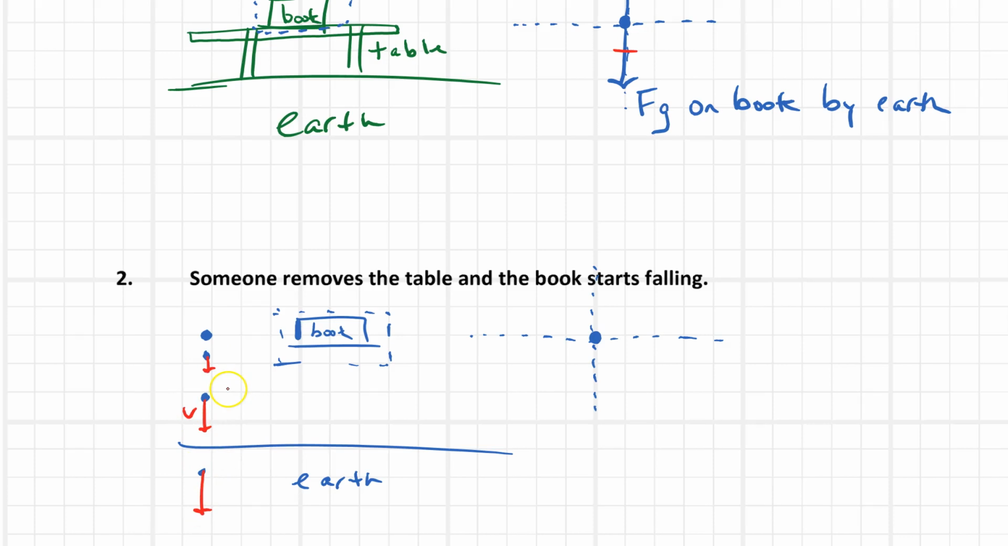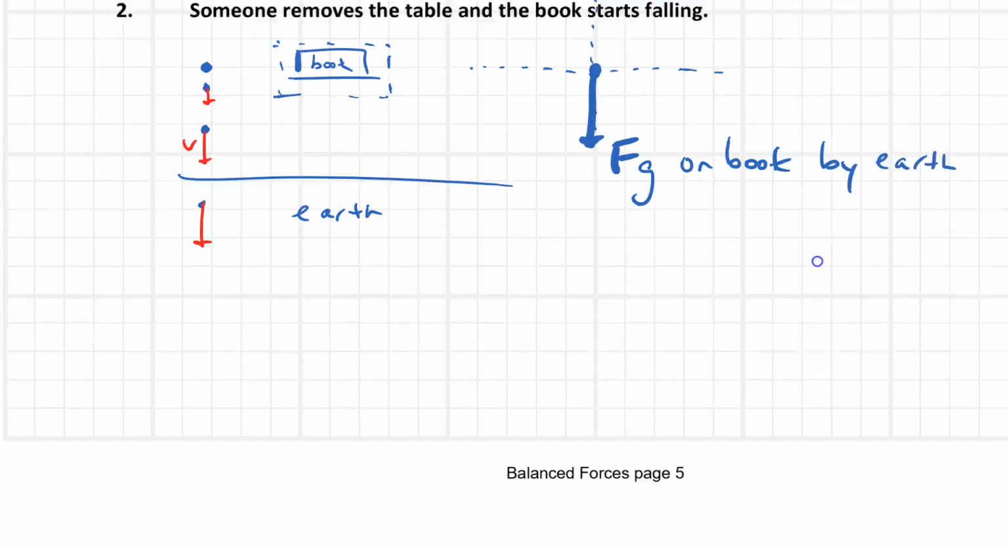That's the motion. So one of my axes is going to be that vertical motion, and the other one will be perpendicular to it. So I've got my axis there, and I will draw my force. I've got this force of gravity. Picked a big pen. Let's pick a smaller pen. Force of gravity on the book by the Earth. There is no table pushing back up on it, so that's the only one we have.